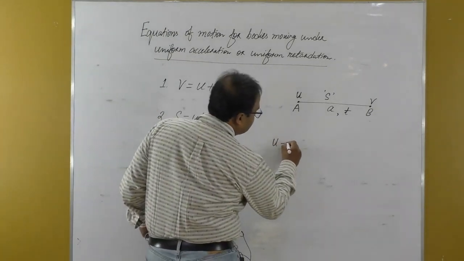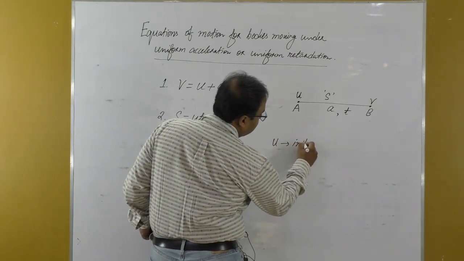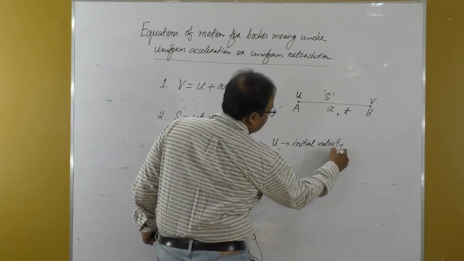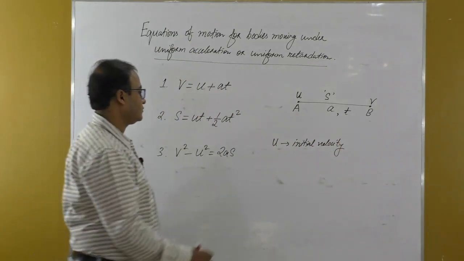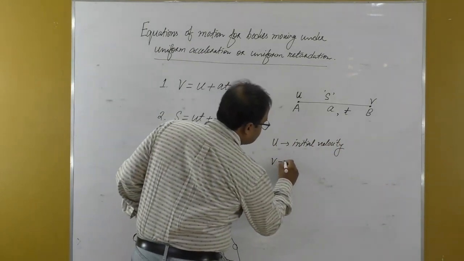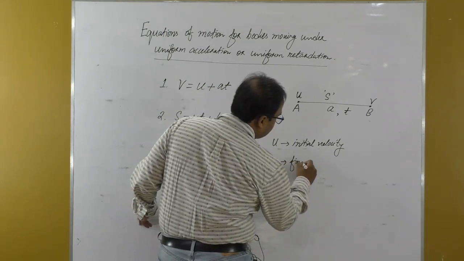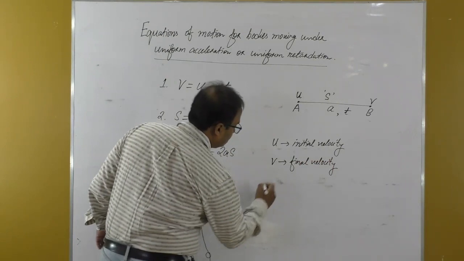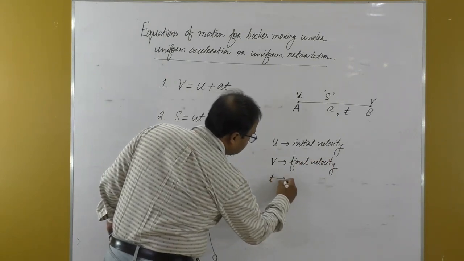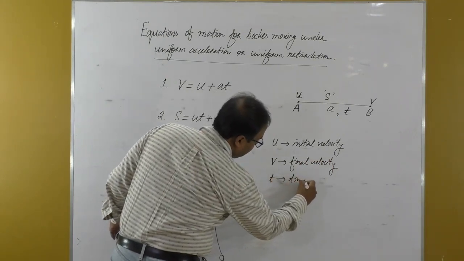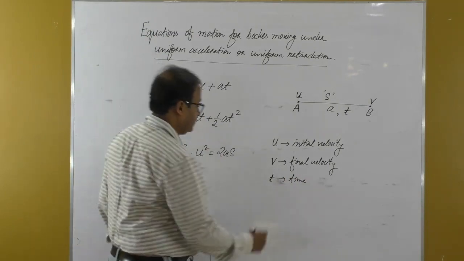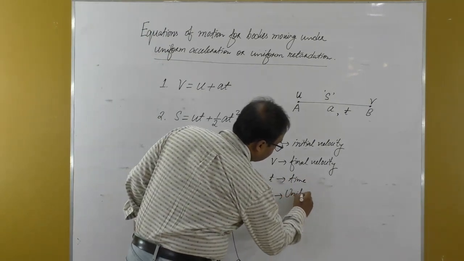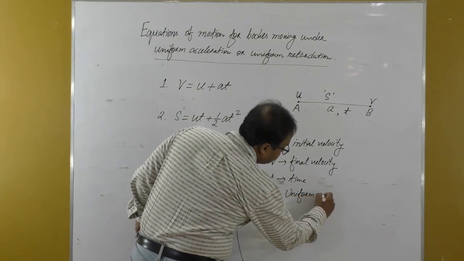U represents initial velocity, starting velocity. V represents final velocity. T represents time taken. A represents uniform acceleration.